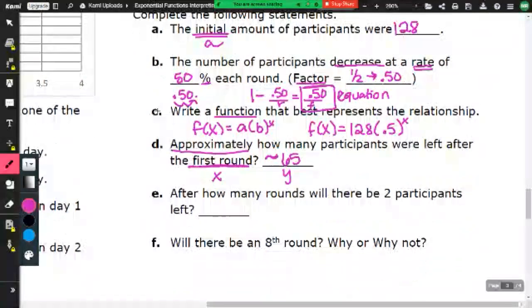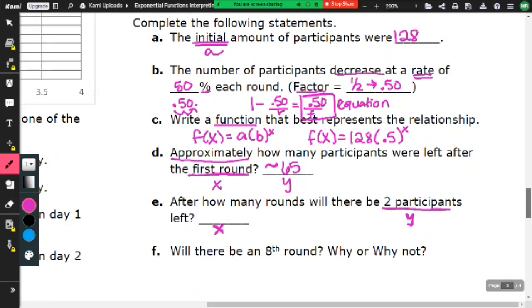E says, after how many rounds will there be 2 participants? The information given, participants, is that an X or a Y value? This is a Y value, meaning we're looking for the X. Now, this is talking about a very specific number, and a lot of people go straight to either the 6 or the 7 because that's at the very bottom. But we are given enough information to find the exact value.